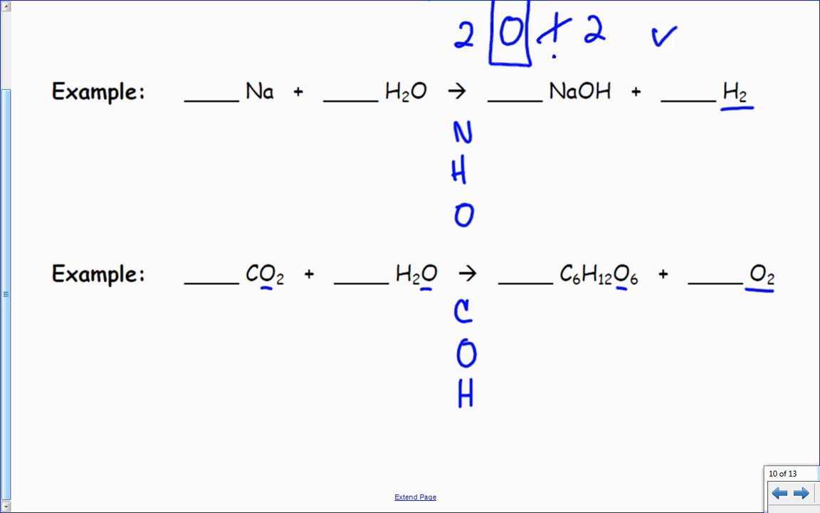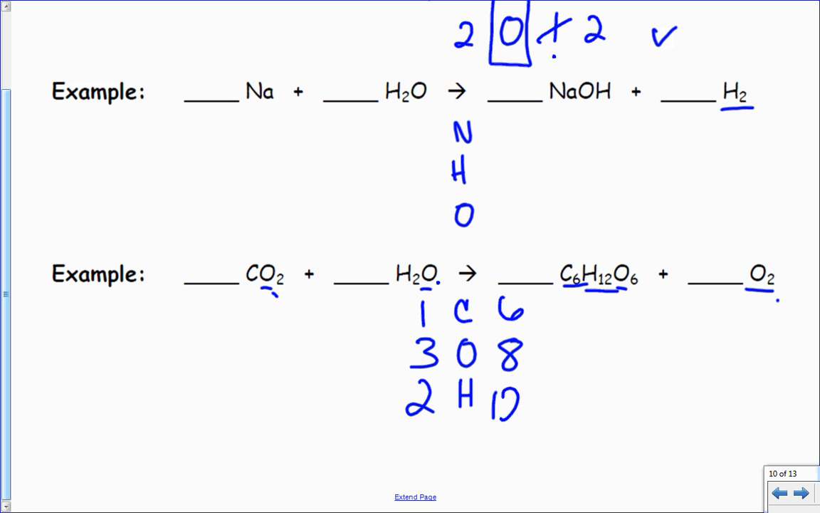Let's start taking inventory. Carbon's on the left, I got 1. Oxygen's total on the left, I have 1, 2, 3. Hydrogen's on the left, I have 2. Carbon's on the right, I have 6. Oxygen's, I have 6 plus 2 is 8.